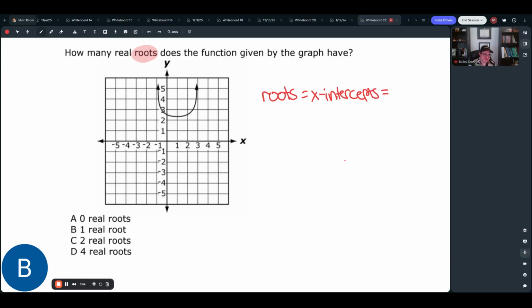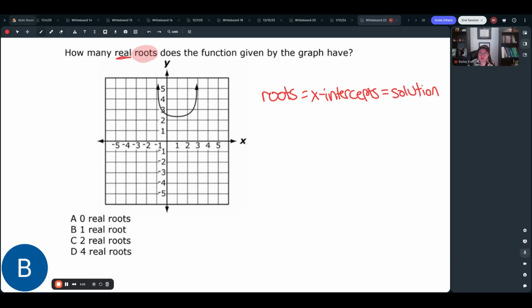And also, there's a third vocab word that has the same meaning as this, which is the solution. So if you're ever asked, like, how many solutions are there to this system of equations, that's another way they could have asked this question, for example. They could have said, how many solutions does this graph have? That just means the same thing at the end of the day. It just means how many x-intercepts does this graph have?